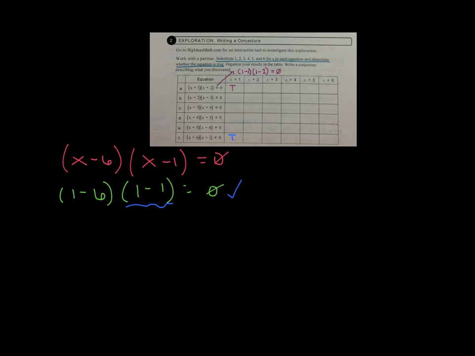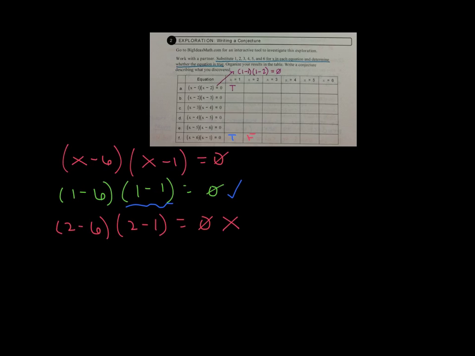Then I'm going to plug in a 2. So if I did 2 minus 6 times 2 minus 1, does that equal 0? Well, 2 minus 6 is negative 4. 2 minus 1 is 1. So this does not equal 0. So I'm going to put F for false. Then I continued that process over and over and over again.